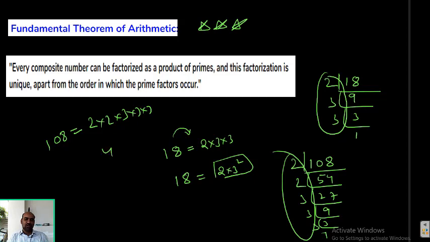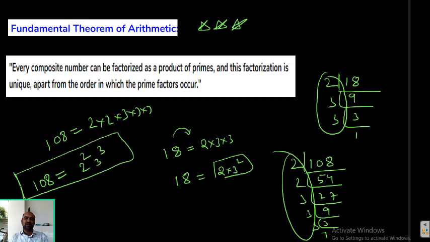Actually we can write 4 into 3 into 3 also, but 4 is not a prime number. Understood? That's why 108 should be written as 2 into 2 into 3 into 3 into 3. So 108 can be written as a product of prime numbers in this way only. Or another way I can say that 108 can be written as 2 square into 3 cube. This is very important.